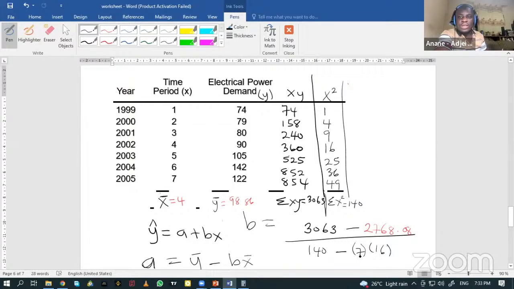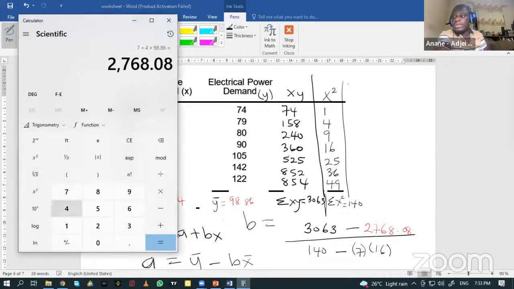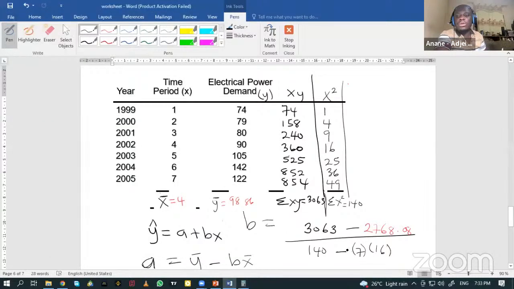Okay, so now let's go. 7 multiplied by 16 is going to give us 112. So 7 multiplied by 16 over here, 112.